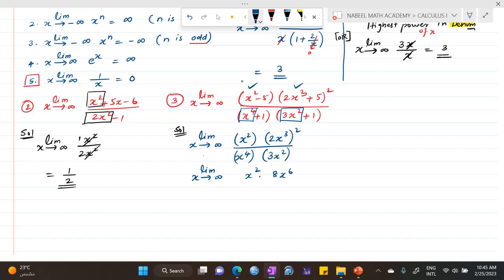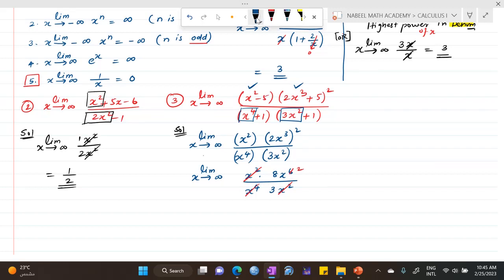over 8x power 6 over, this is x power 4 and 3x square. So what are the cancel term here? So this is x square with the x square cancel. Now here it get cancelled, you have a remaining 2.